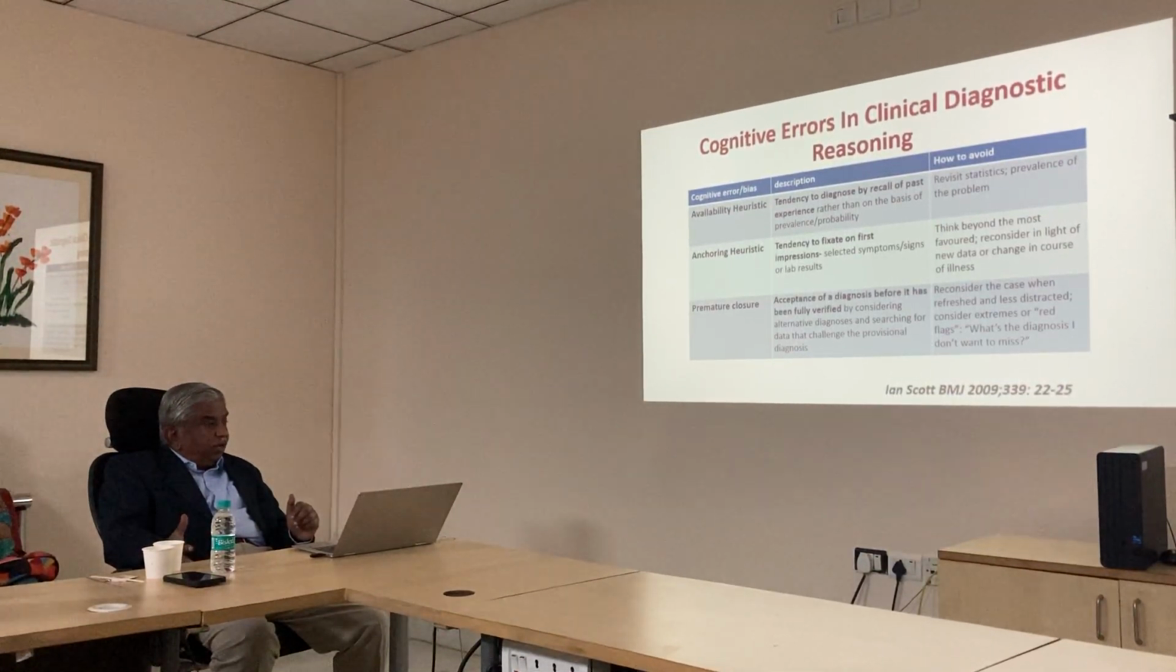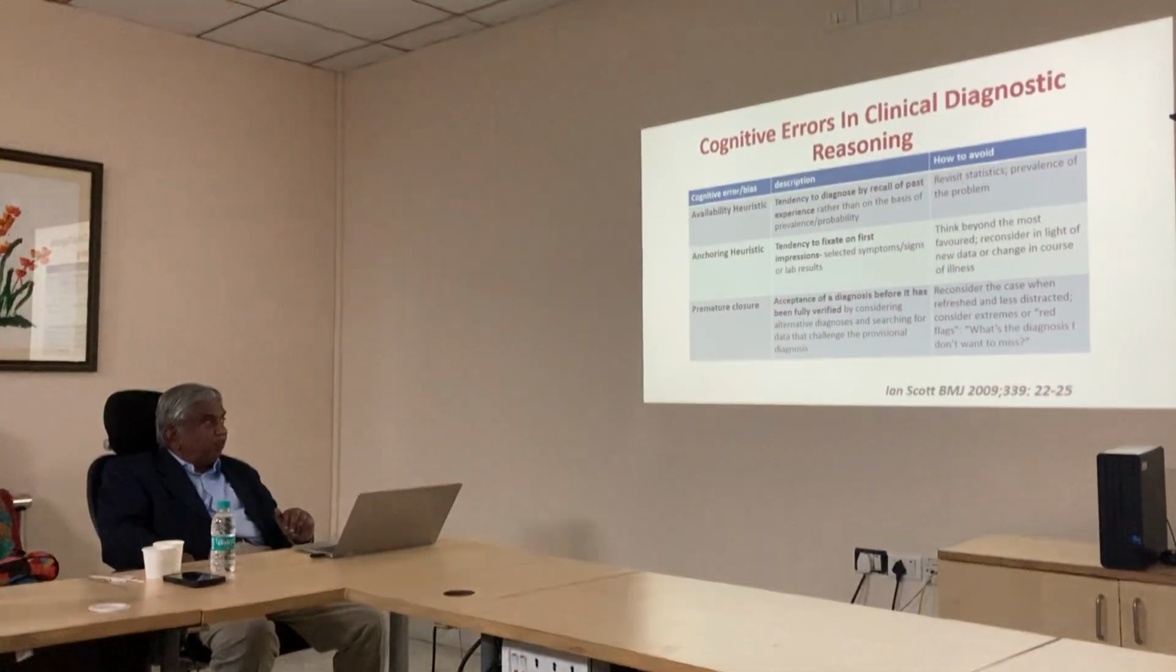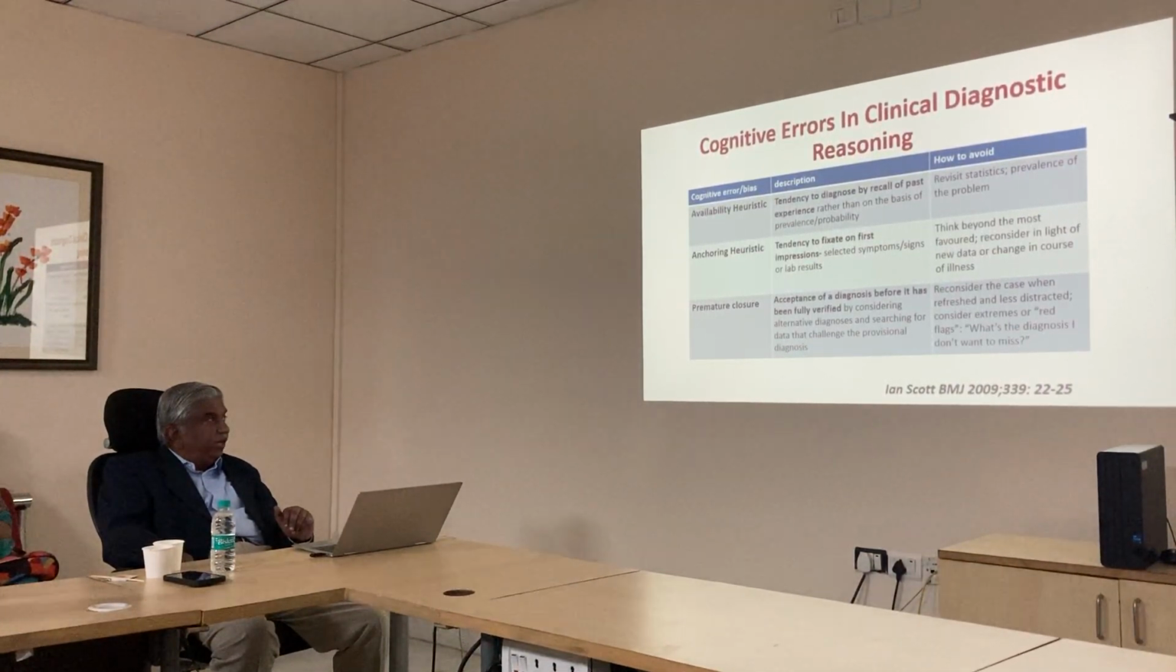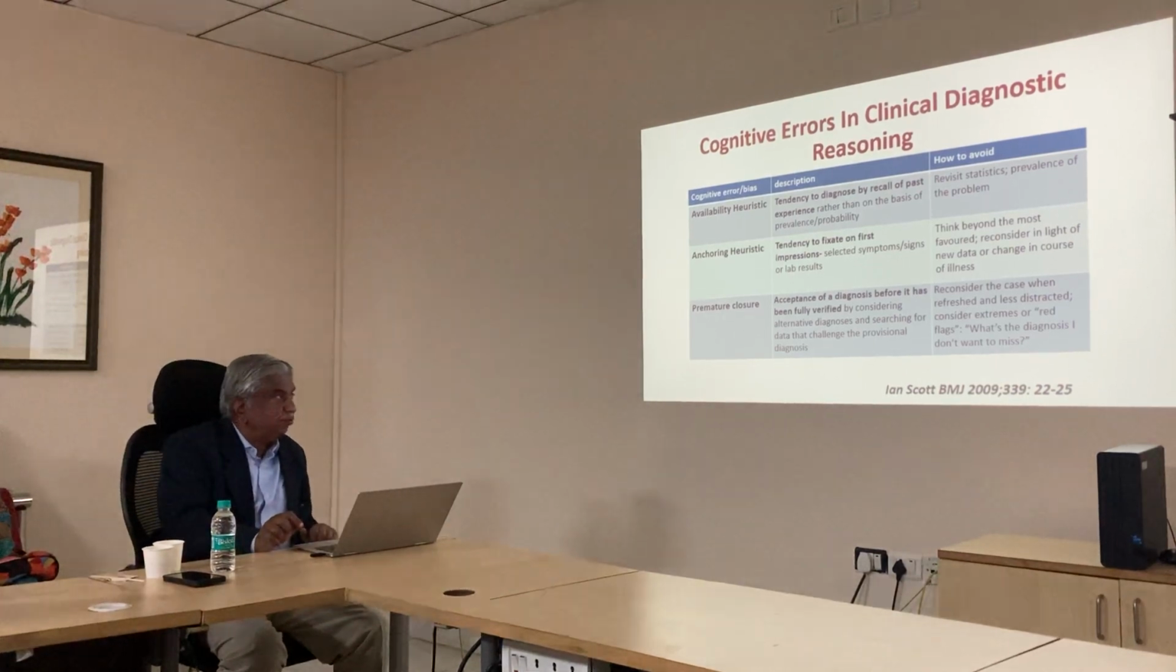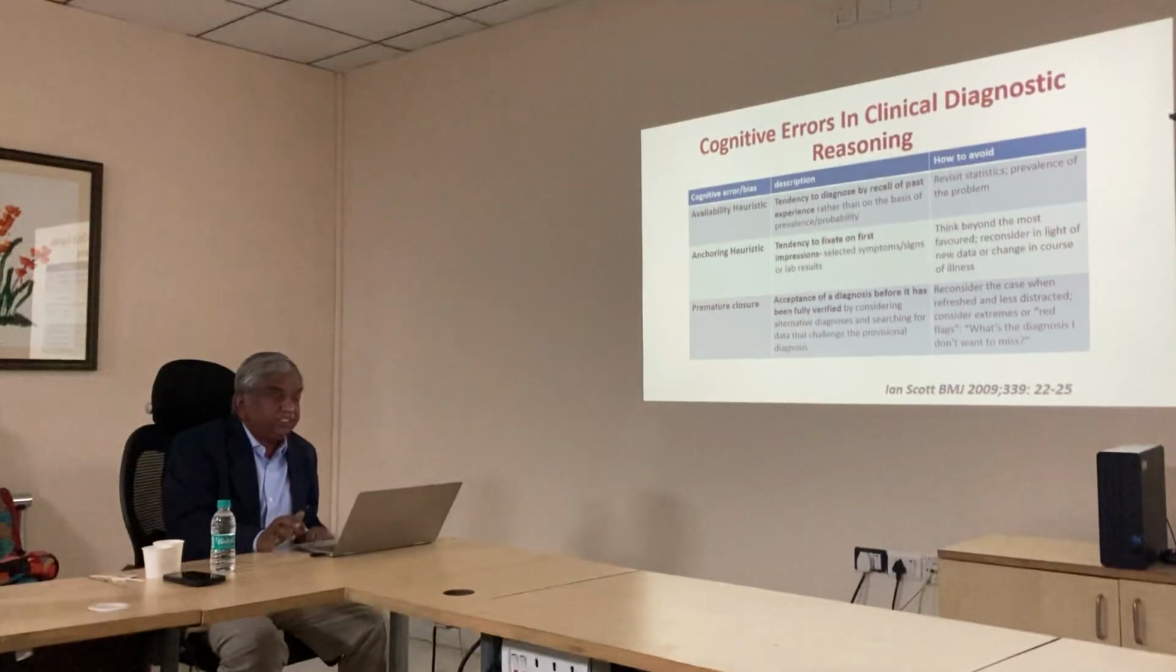Every day in the ward when patients are admitted, you may get some new report or the patient's relative may bring some new record from the past medical history. Premature closure is another thing which I told you, acceptance of a diagnosis before it has been fully verified. So reconsider the case when refreshed and less distracted.